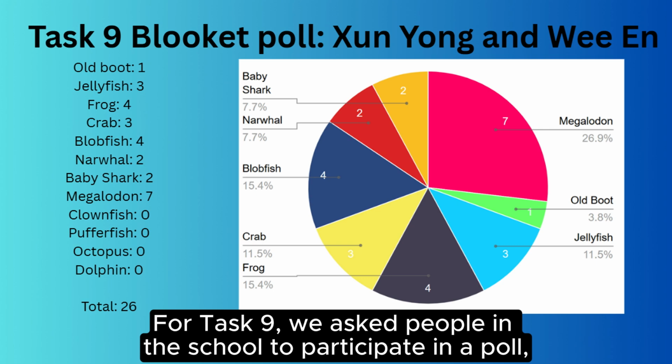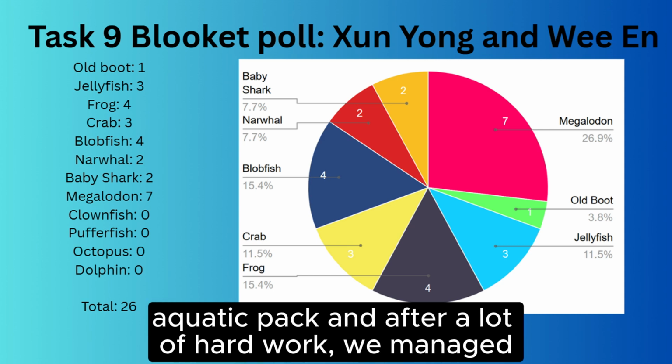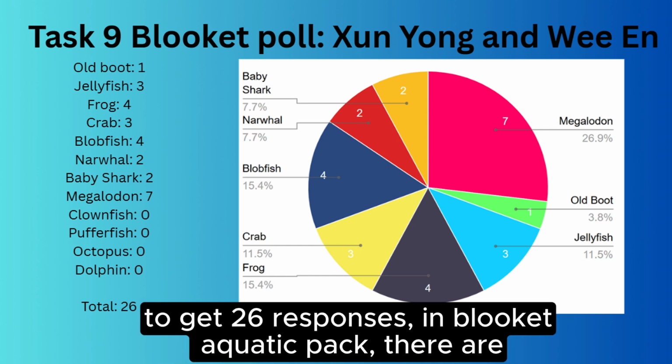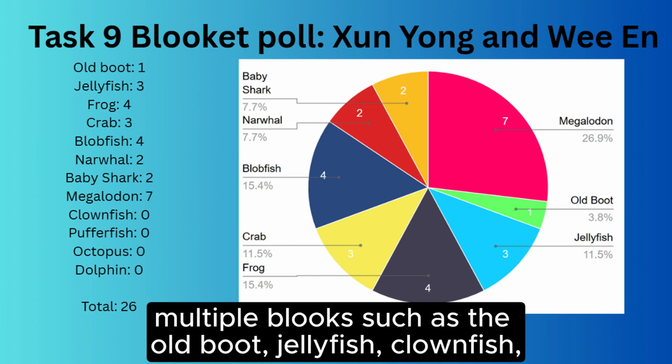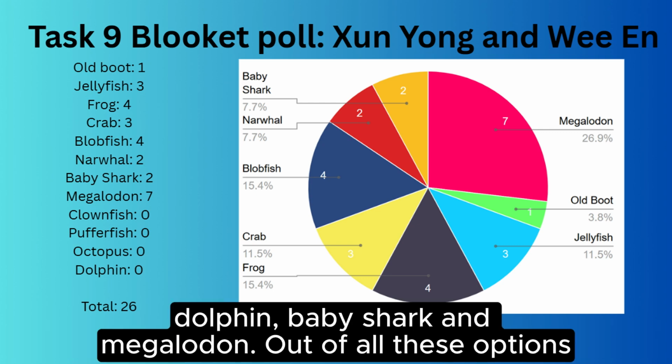For task 9, we asked people in the school to participate in a poll asking them about their favorite brook in Brooker's Aquatic Park, and after a lot of hard work, we managed to get 26 responses. In Brooker Aquatic Park, there are multiple brooks such as the Old Boot, jellyfish, clownfish, frog, crab, pufferfish, blobfish, octopus, narwhal, dolphin, baby shark, and megalodon.